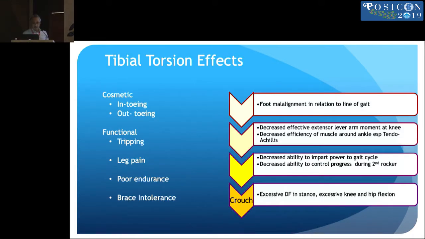Now, tibial torsion. This is the other rotational anomaly that you very frequently see. One effect is cosmetic, that means in-toeing and out-toeing, and functionally, yes, tripping, leg pain, poor endurance, and brace intolerance. But the same cycle of lever arm dysfunction comes in: foot malalignment in relation to the line of gait, then decreased effective extensor lever arm, decreased efficiency of muscles around the ankle and the knee, then decreased ability to impart power to the gait cycle, and decreased ability to control progress in the second rocker. So ultimately you get excessive dorsiflexion in stance, excessive knee and hip flexion, so you have a crouch to deal with.